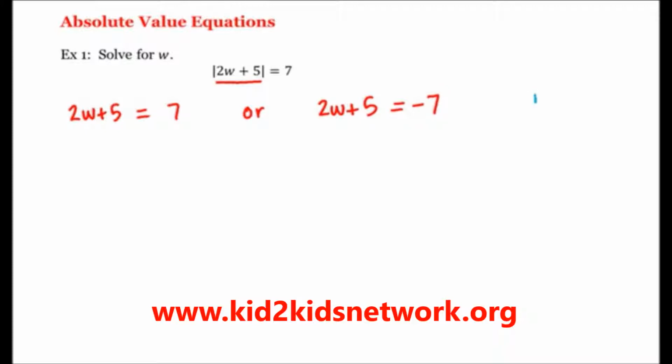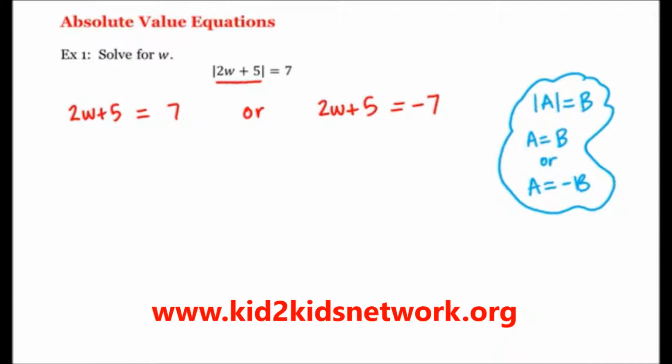In other words, if the absolute value of A is equal to B, then either A is equal to B, or A is equal to negative B, which is what we're using here. And let's work with each equation separately. We'll begin with this first one here.